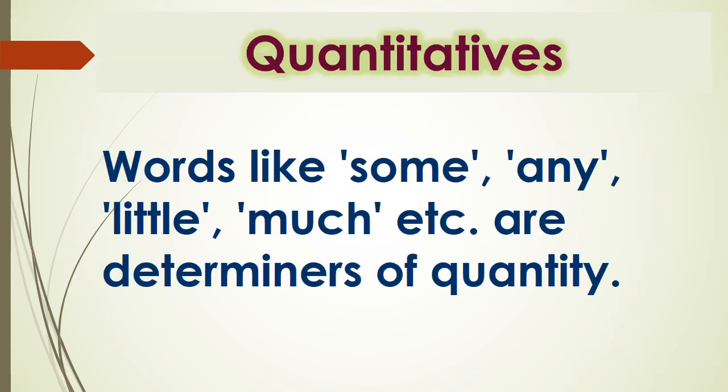Now students, here is another kind of determiner, that is, quantitative. So what are the quantitatives? Let me tell you. Quantitative determiners describe the quantity of something. That means the words which show the quantity of something are called quantitatives or quantifiers. Words like some, any, little, much, etc. are determiners of quantity. So let's discuss all the words one by one.